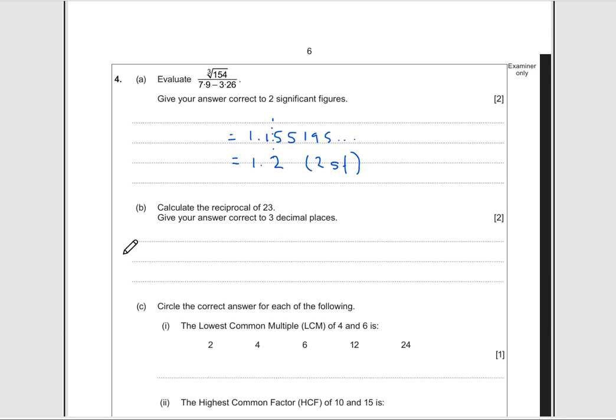Part B, calculate the reciprocal of 23. So reciprocal just means 1 over. So reciprocal of 23, 1 over 23. Pop that into the calculator, change it to a decimal, and you should get the answer 0.043.